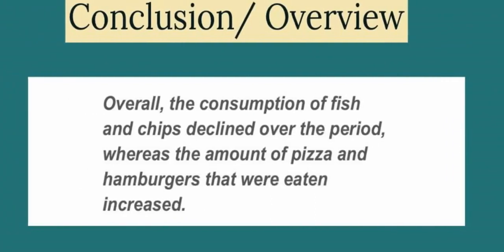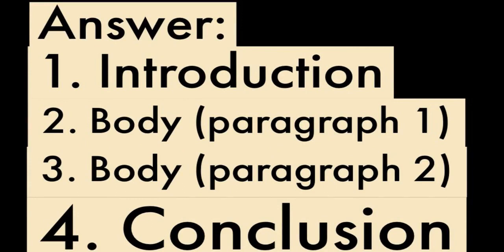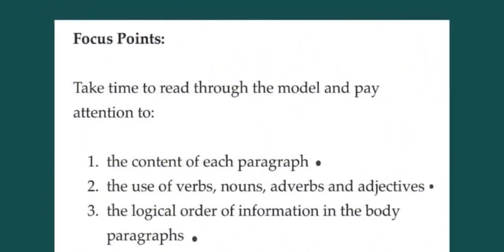Next is fourth paragraph that we are going to write about conclusion. So overall, the consumption of fish and chips declined over the period, whereas the amount of pizza and hamburgers that were eaten increased. So your answer must include number 1, introduction, then body, paragraph 1, then again body, paragraph 2, and conclusion. What should be your focus point?